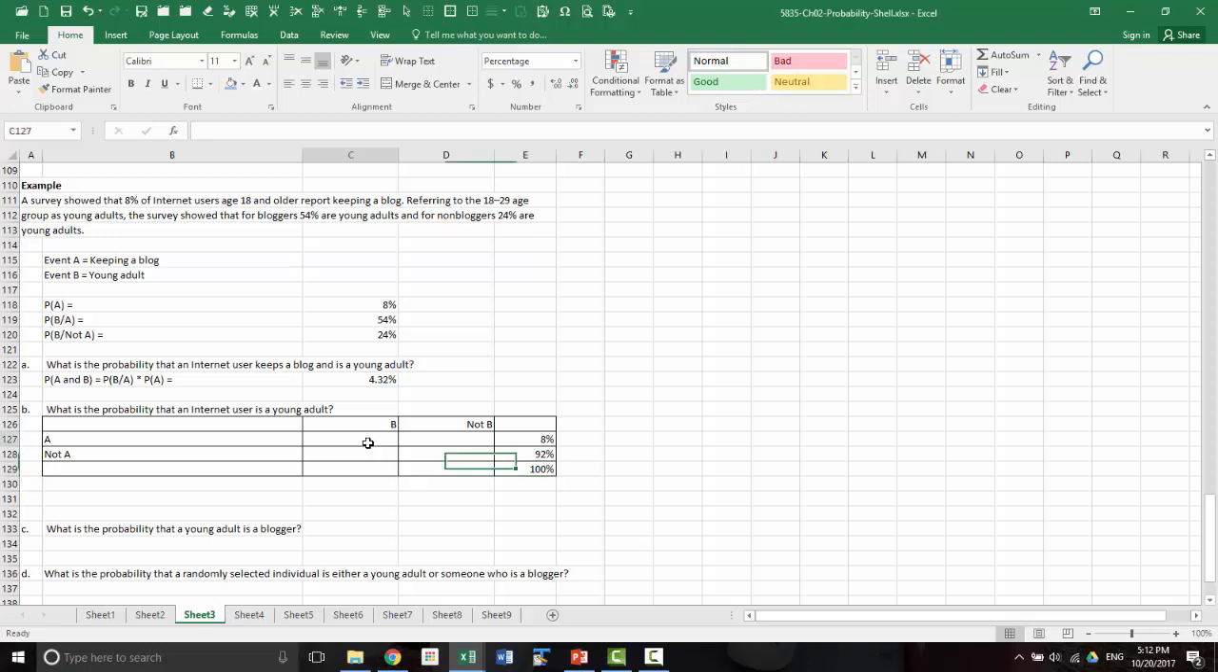Now probability of A and B, we just computed that. What's going inside the table is the intersection. So therefore, that would be the difference, that minus this, because these two should add up to the marginal probability.